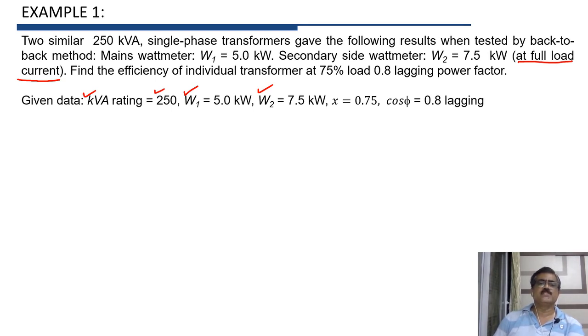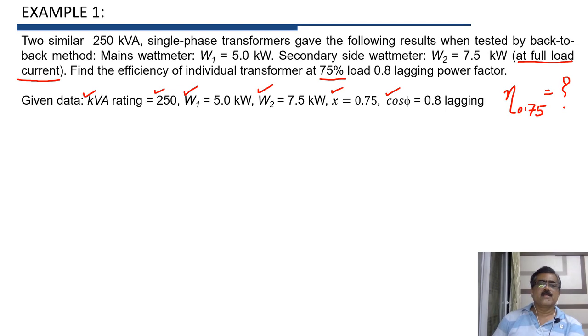Find the efficiency of individual transformer, means you have to find the efficiency of each transformer at 75% load, means the percentage of loading X is 0.75, at 0.8 lagging power factor, means cos phi is equal to 0.8 lagging. So you have to determine the efficiency when load is 75%.